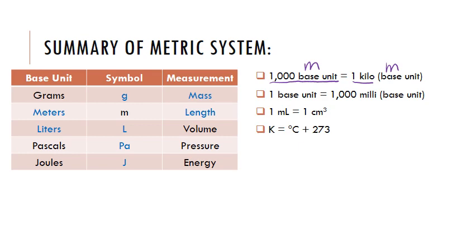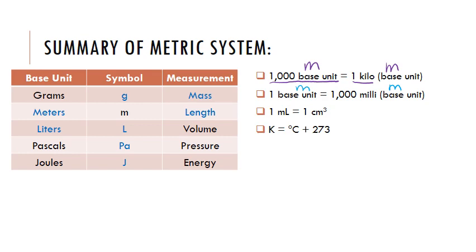Similarly, if I had 1 meter, it would take 1,000 millimeters to make that meter. So if I took 1 meter stick and I could break it into 1,000 equal pieces, that distance would be equal to a millimeter. And we can keep breaking these down into smaller units. We can keep building them up into bigger units.